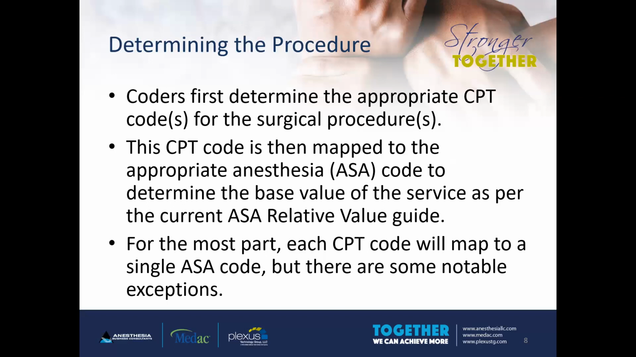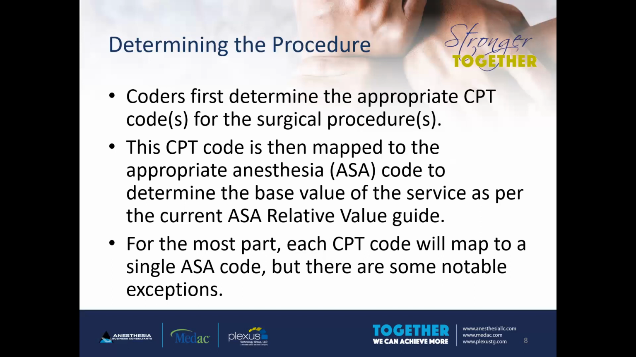These ASA codes are associated with various levels of financial worth or value called base units. Some may be worth 3 base units, some may be worth 25 base units, and everything in between. So depending on the acuity of the case, an anesthesia service as represented by its code will be worth more or less money. So it's important that we get the code correct so that you don't lose out on potential revenue. Now, for the most part, there's a one-to-one correspondence between the surgical CPT code and the ASA code that we can map that to.